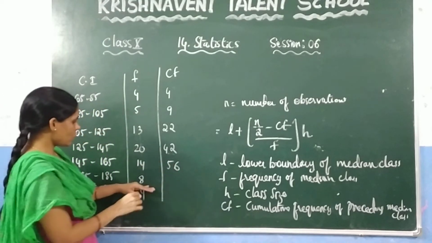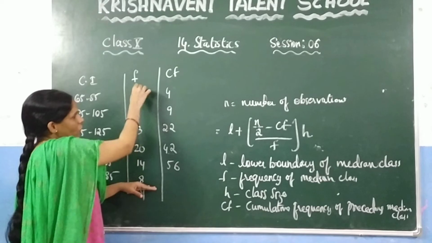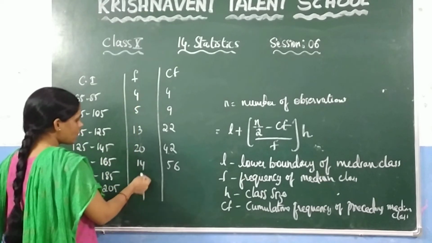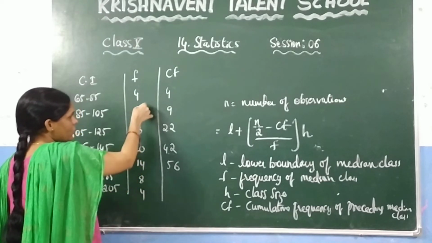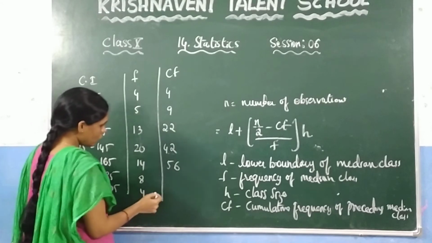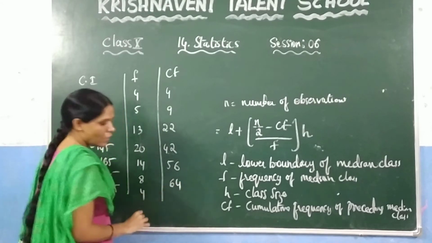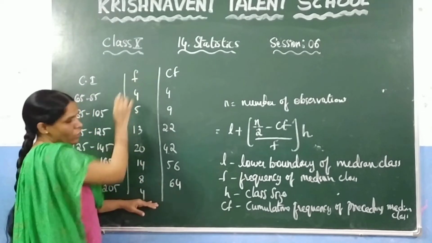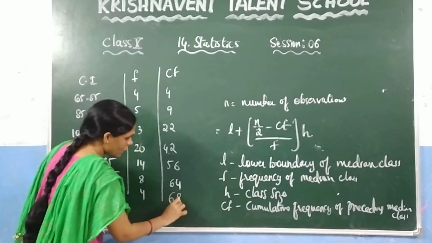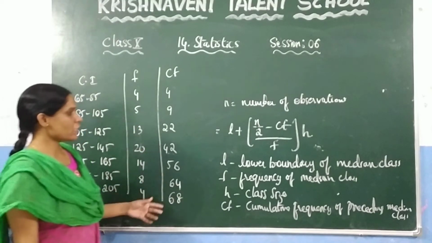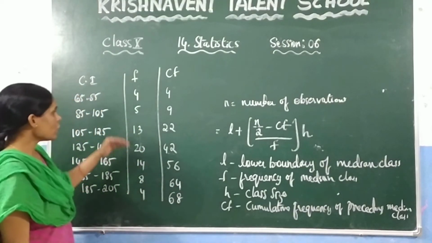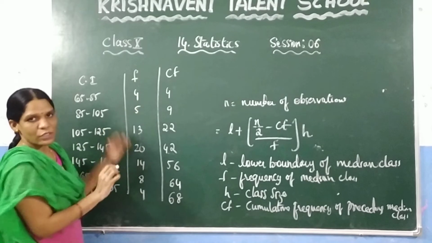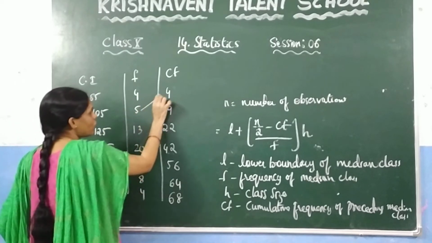And again, for the next value, you need to add all these values, that means 8 plus 14 plus 20 plus 13 plus 5 plus 4, and here you will get 64. After that, for the last cumulative frequency, you add all these values and you will get 68. How did we write this directly? Instead of adding everything from the start, just directly add these two values.